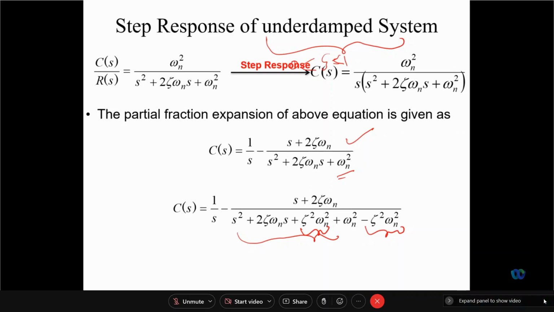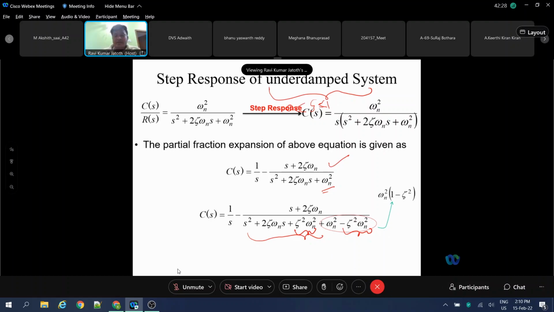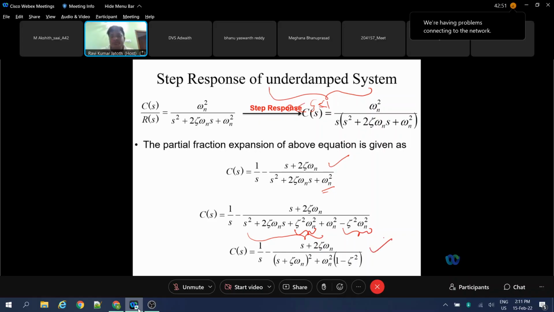s square plus 2 zeta omega n s plus zeta square omega n square. So can I write that as (s plus zeta omega n) whole square? Yes, sir. And from this, anyhow, if we take omega n square common, we get 1 minus zeta square. Right. And then if you further simplify, understood?